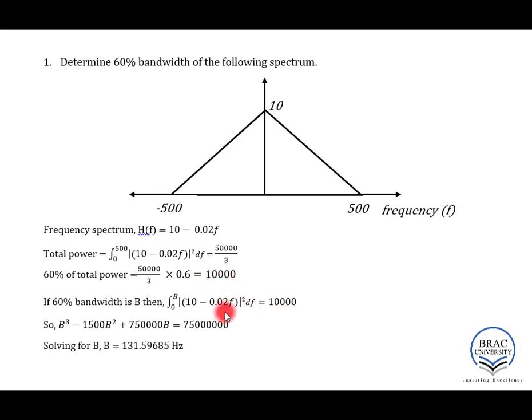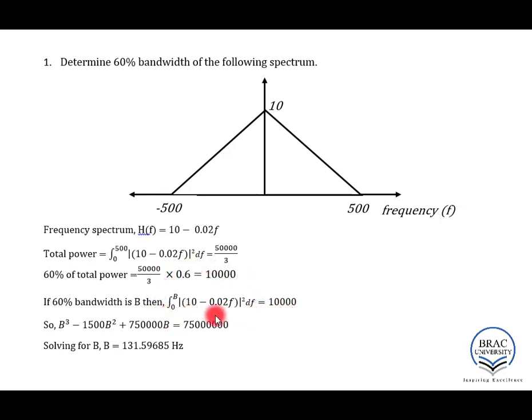Why is that? Because this thing in the integration actually gives you a measurement of power, and this limit tells you what percentage of the power you are getting. If you set the limit from 0 to infinity, you are getting the total power. If you set b equal to 20 Hz, then this equation will give you the power between 0 and 20 Hz. Now, as we don't know the 60% bandwidth, we are choosing an unknown value b, and this calculation result will be equal to 10,000.